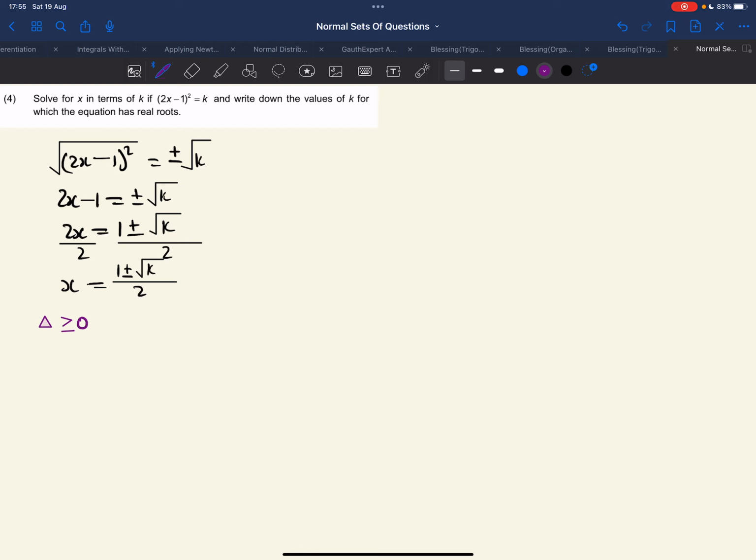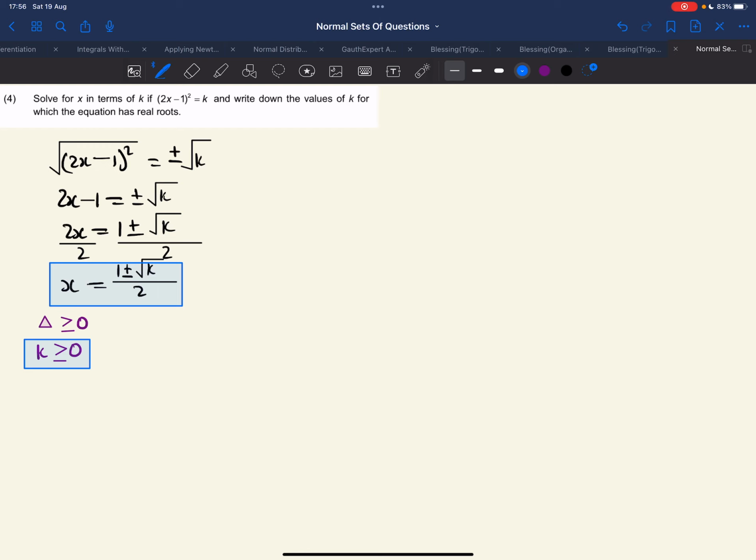Now remember what we have found, that what's inside here, the nature of the roots, is that k there. So you're basically just going to say k is greater than or equal to 0. So the values of k for which the equation has real roots are when k is greater than or equal to 0. And these are the solutions for x.